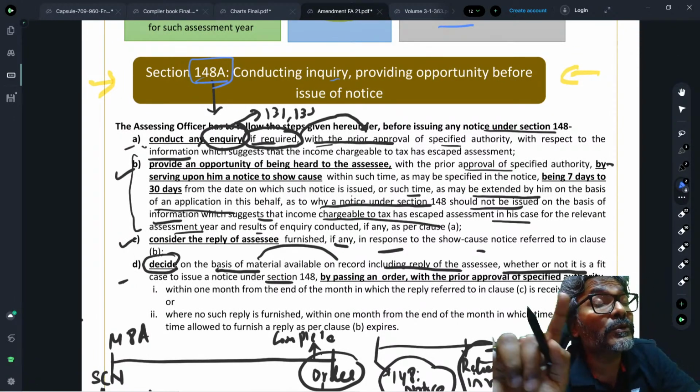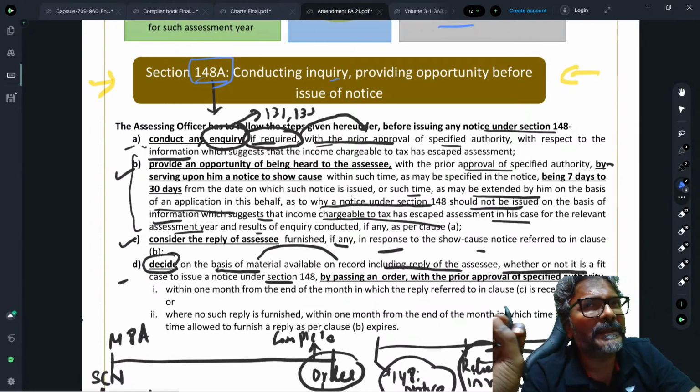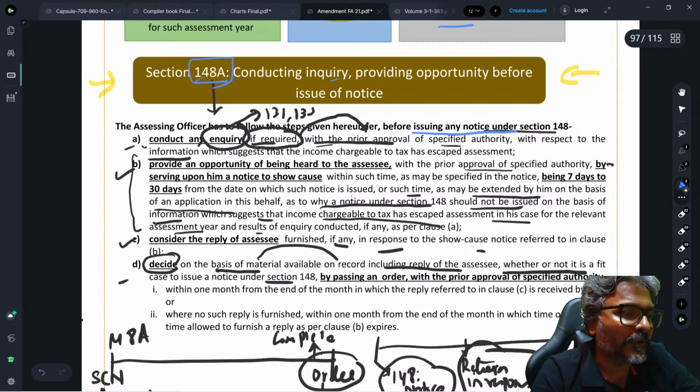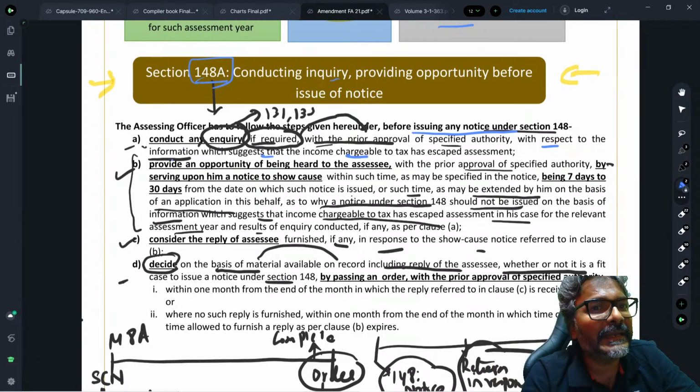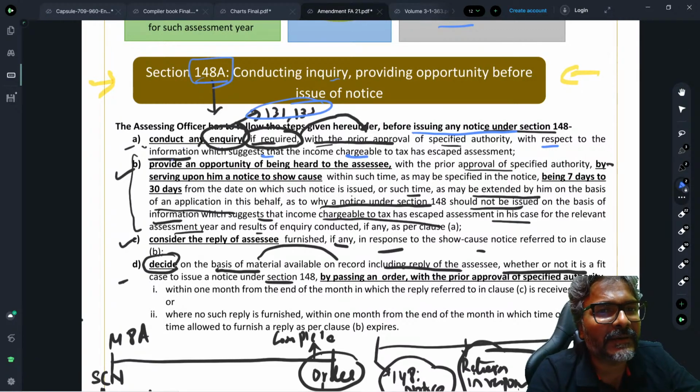Now, what is the procedure that needs to be followed? This procedure, as I told you, needs to be followed for the original income, for which you need to start the proceedings of 147. So here, first of all, the assessing officer has to follow the steps given under 148A before issuing the notice under 148. Conduct any inquiry if required, with the prior approval, with respect to the information. So if you have got any information which suggests that income chargeable to tax has escaped assessment, you can conduct the inquiry. For this purpose, the AO may invoke the two powerful sections, section 131 and 133, wherein those inquiries can be undertaken.